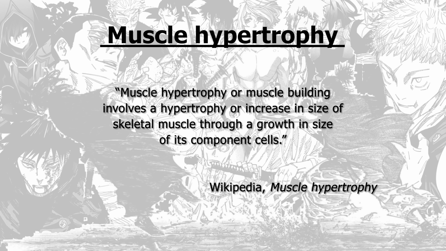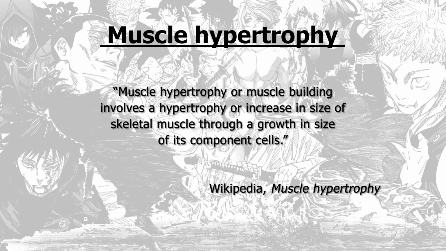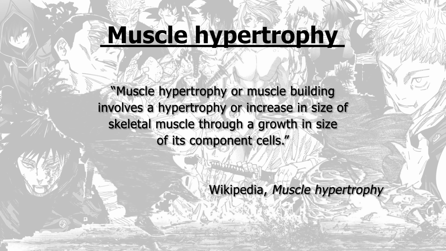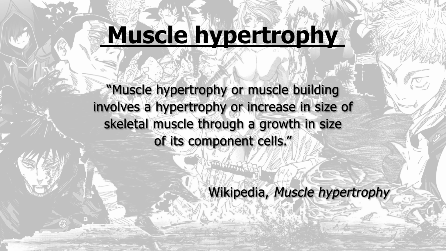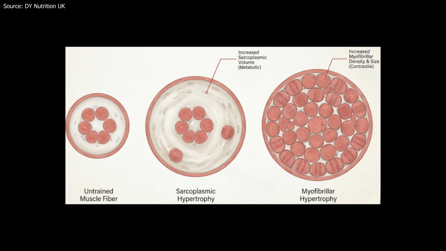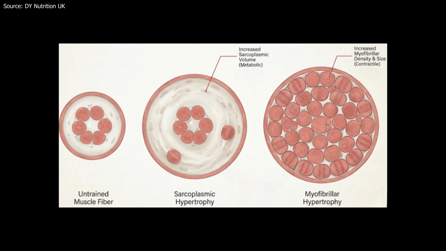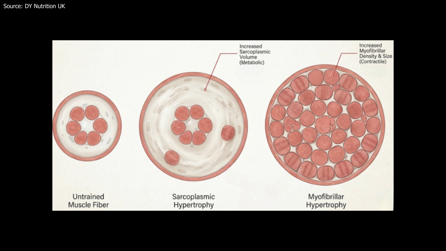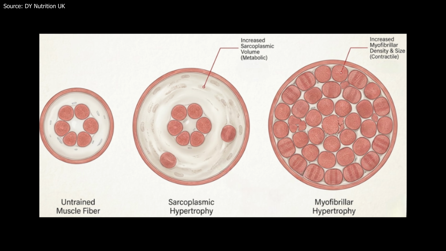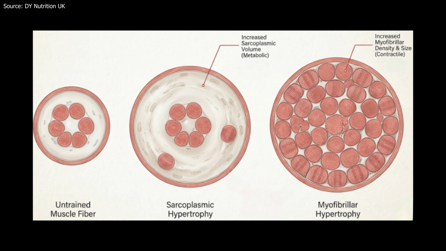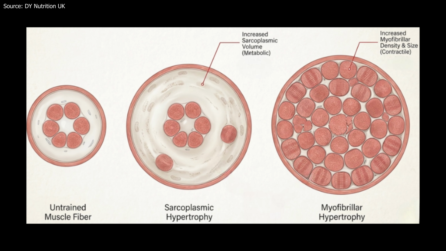So, what is muscle hypertrophy? Wikipedia states that muscle hypertrophy or muscle building involves a hypertrophy or increase in size of skeletal muscle through a growth in size of its component cells. Myofibrillar and sarcoplasmic hypertrophy are the two factors that contribute to muscle growth and strength. Sarcoplasmic hypertrophy focuses more on increasing muscle glycogen storage, and myofibrillar hypertrophy focuses more on increasing the size of myofibrils.